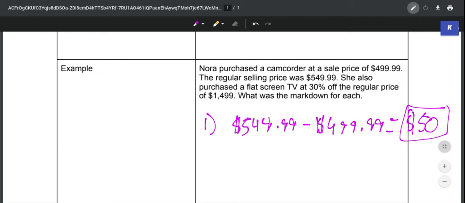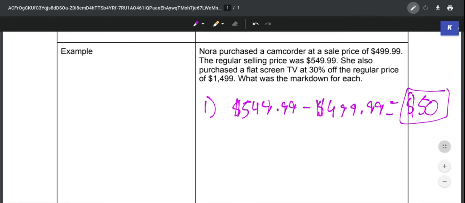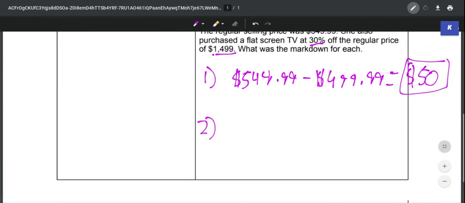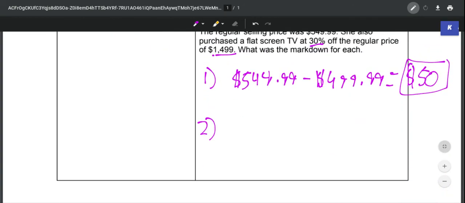Now, that to me is a lot easier. It's just subtracting, kind of like we did with the coupon stuff. The next part of this is that she also purchased a flat screen TV at 30% off of the regular price of $1,499. If we want to know the markdown for that, that is the second way. When we're given a percentage, you will have to multiply to find the markdown.